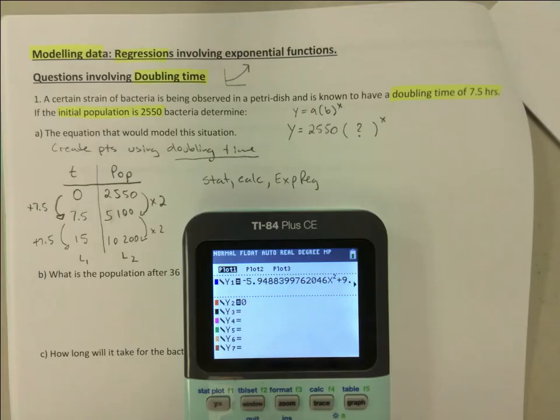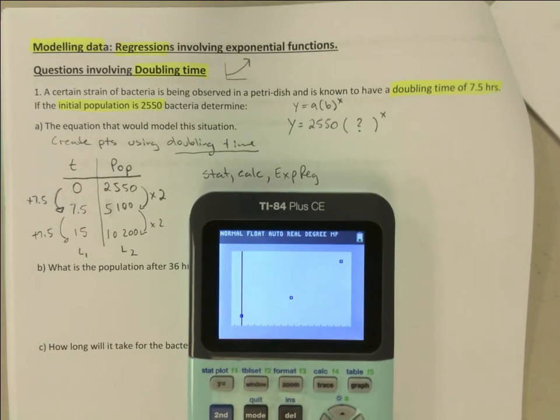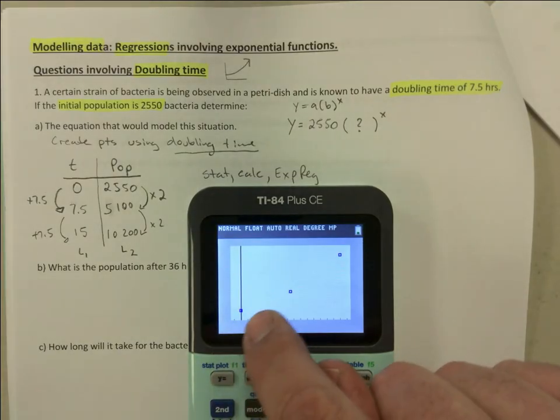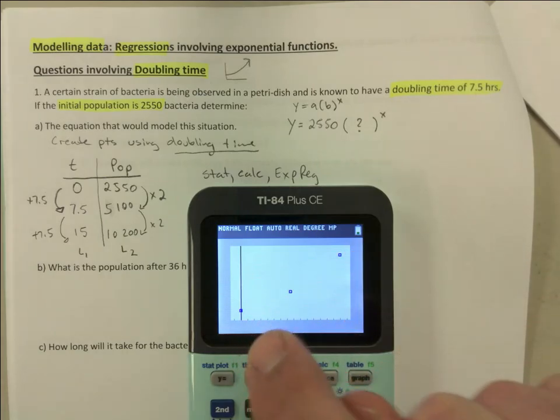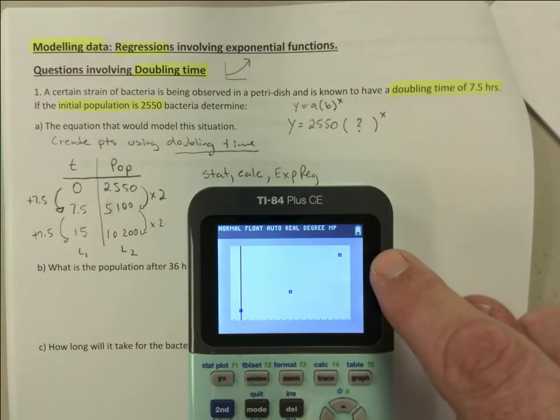If you want to see the plot, I'm going to go to y equals. I'm going to turn plot 1 on, and I'm going to do zoom stat, right? So if you want to see them, it kind of looks like an exponential. The more points you feed this, the more it would look like an exponential.